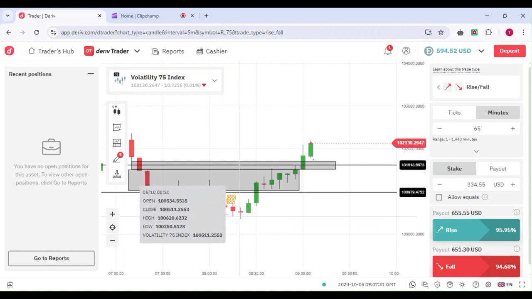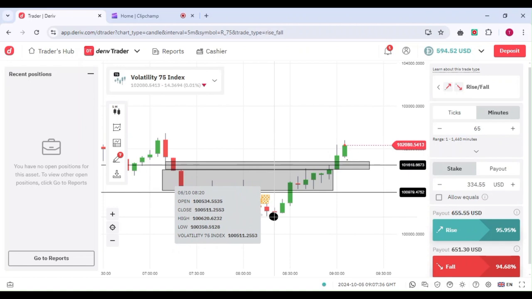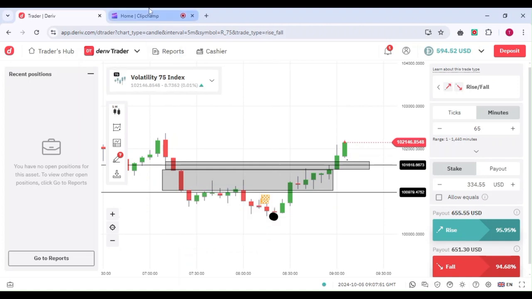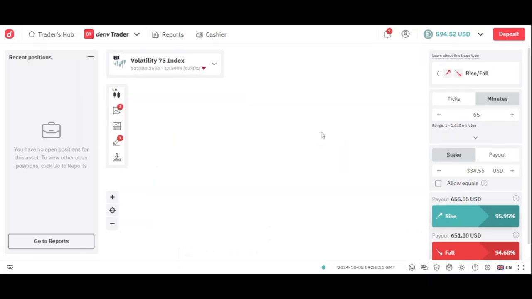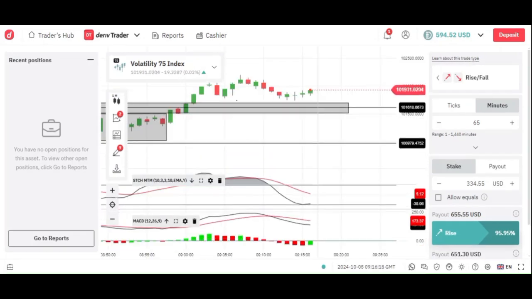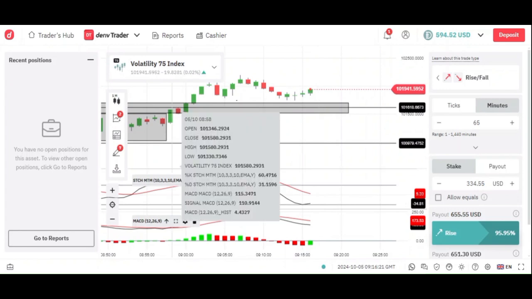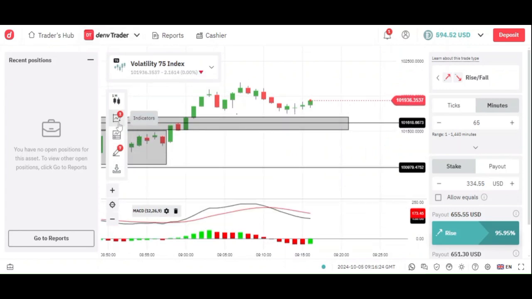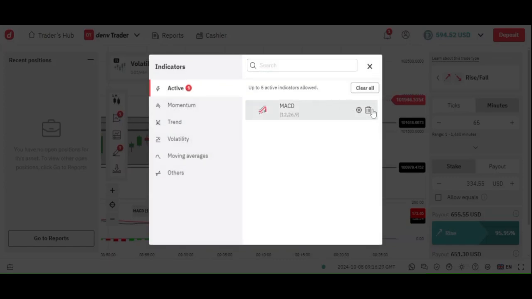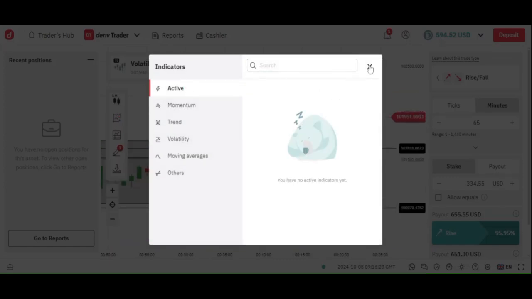Let's not delete anything from there. Let it just remain as it is. Let those fair value gaps remain. I wanted to clear them up so that you can see, but for that reason, let's not clear anything and leave them as they are. What I was talking about is there are some indicators you need to put so that you can trade Volatility 75. That's the MACD and the stochastic momentum index. So let me first delete them again so that I can put each indicator so you can understand. I'm being quick.